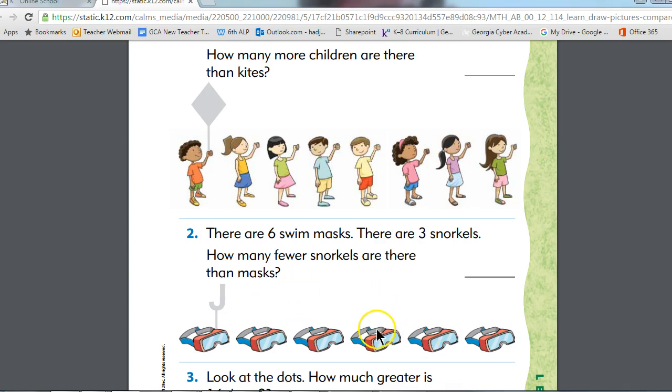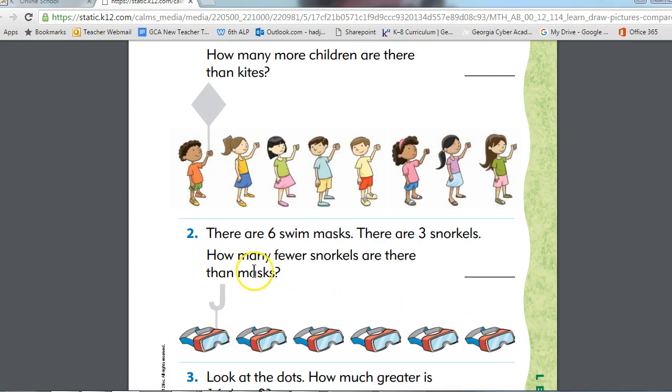Okay, if you drew your pictures, you can tell there were more masks. How many more masks? How many did not get a snorkel? If you said 3, you are correct. 3 of your masks did not get a snorkel.